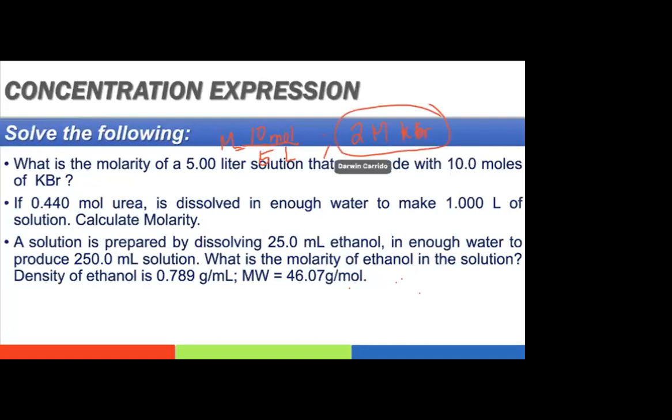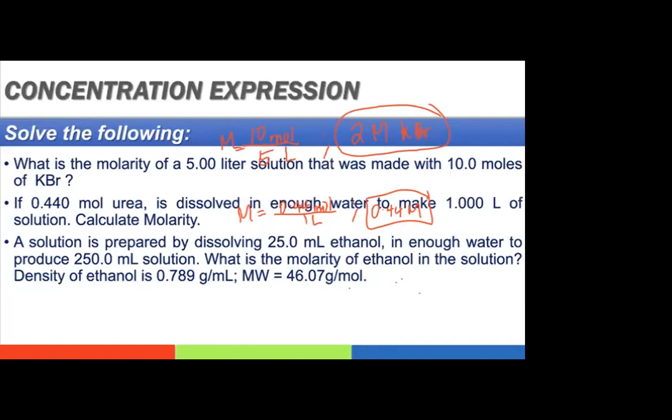Very easy. Next, number 2. 0.44 mole of urea is dissolved in enough water to make 1 liter. What is its molarity? Molarity again is equal to the number of moles, binigay na directly, 0.44 mole, over the total volume of the solution, 1 liter. Therefore, 0.44 molar solution.